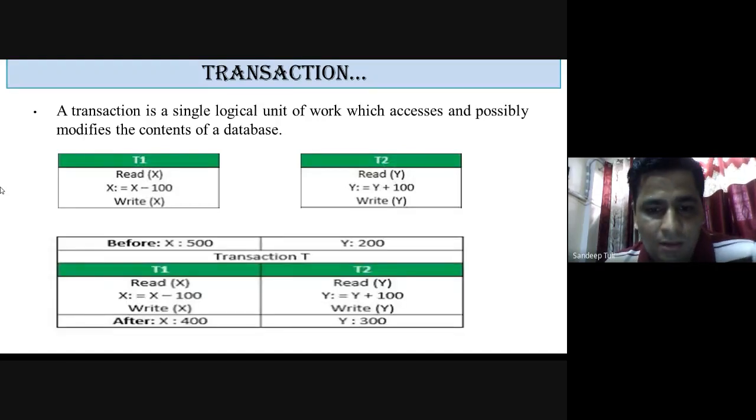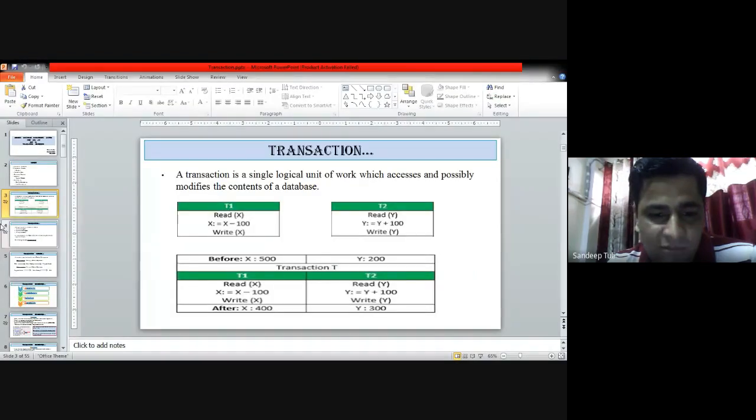Now coming to the next example, I have combined the above two transactions into a single unit and given it the name transaction T. Is it okay? So transaction T is a combination of two transactions, that is T1 and T2. Now in this table you can see that values of X and Y are given before the transaction starts, and the values of X and Y after the transaction commits or finishes. So now I am explaining this table.